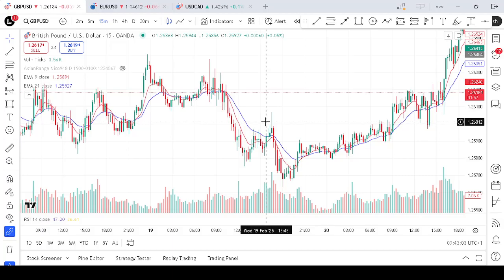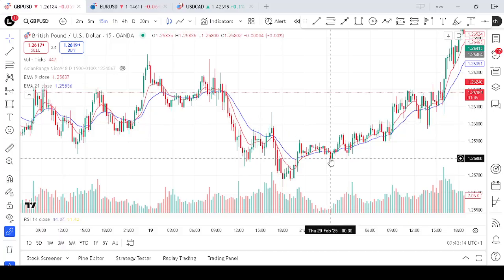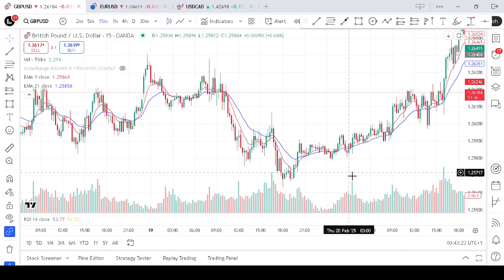If you can avoid these common mistakes, you will improve your chances of success in the Forex crossover strategy. Always remember that no strategy is foolproof. Proper risk management and confirmation tools are essential for consistent results.